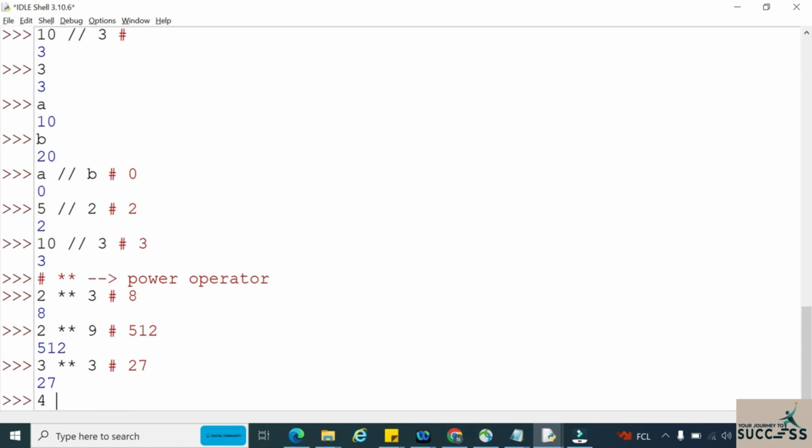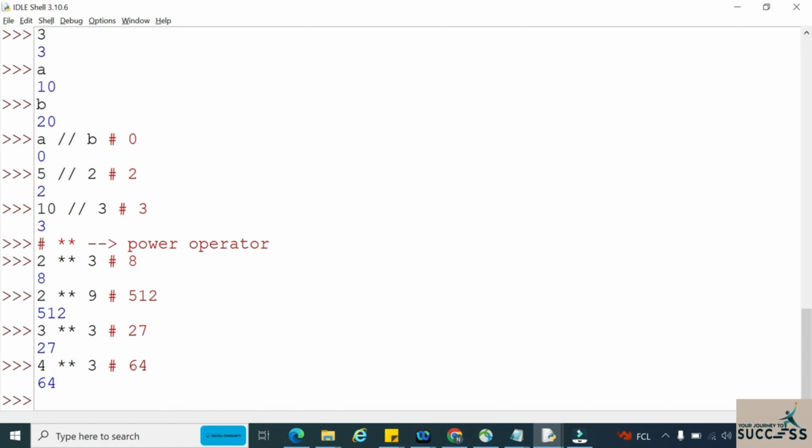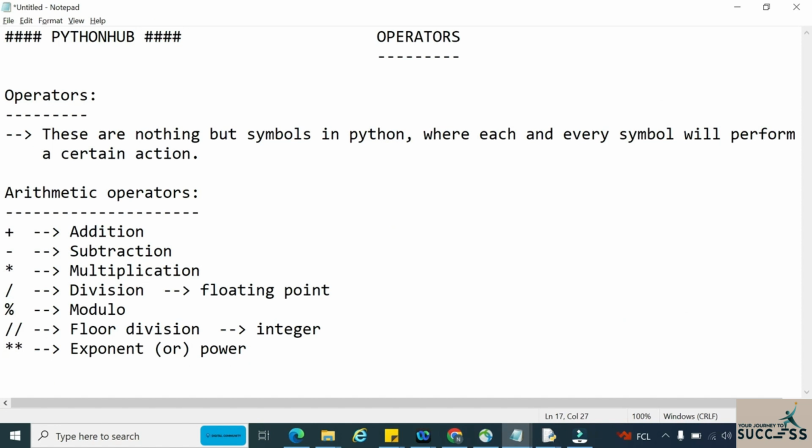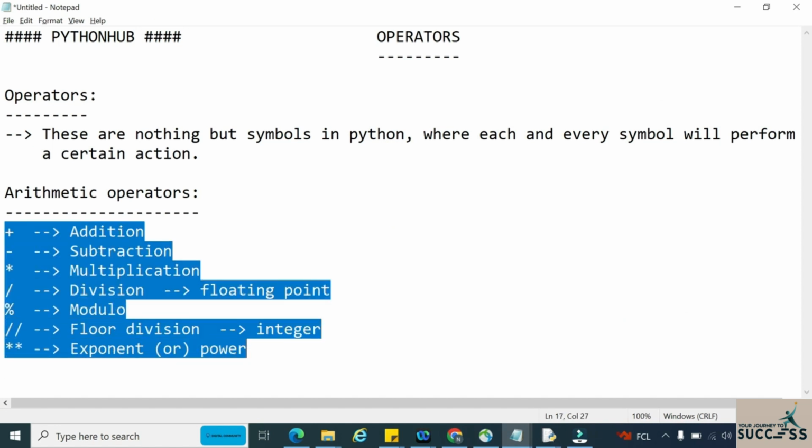Now 4 power 3. 4 power 3 is 4 into 4 into 4. So 4 into 4 is 16 and 16 into 4 is 64. So 4 cube value is 64. In this way, with the help of this power operator, we can find the power of anything in Python very easily. I hope all of you understand all these 7 arithmetic operators in Python.